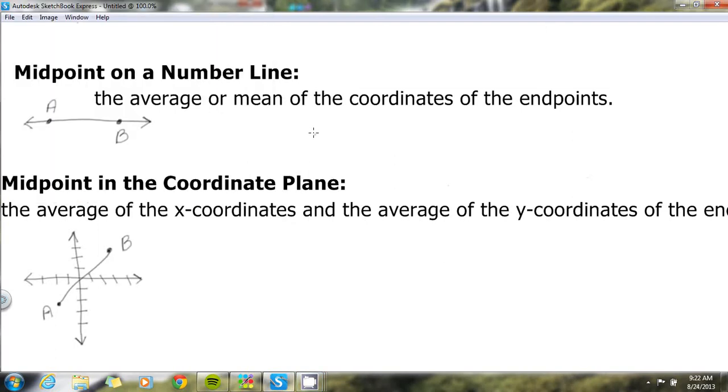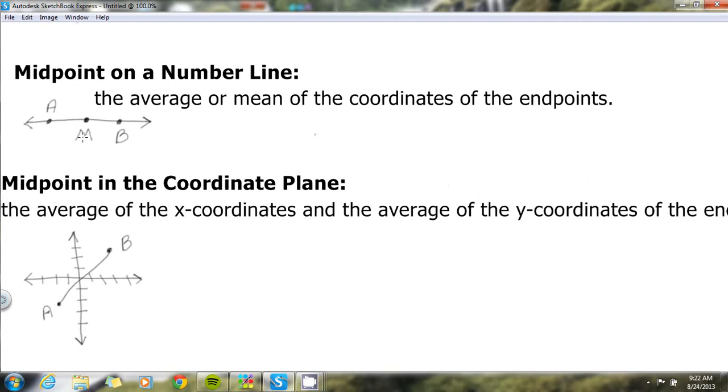Now we're going to talk about how to find midpoints. The midpoint on a number line is the average or mean of the coordinates of the endpoints. For instance, if I'm looking for the midpoint of segment AB, I'm looking for a point that falls exactly between points A and B, the midpoint.